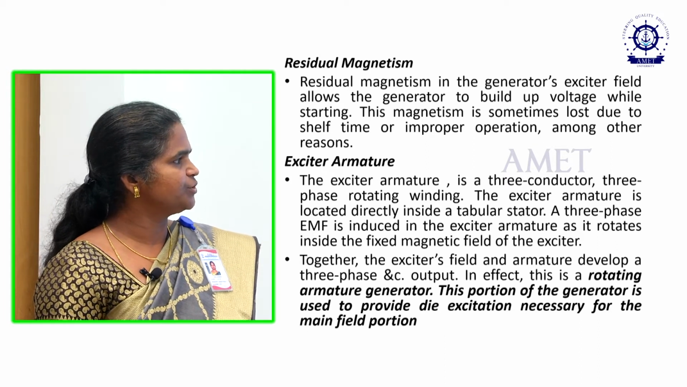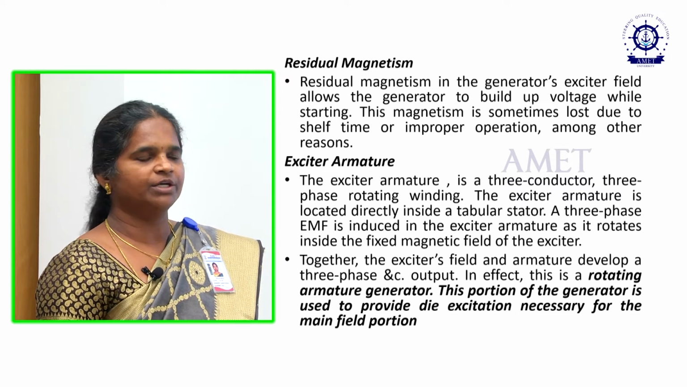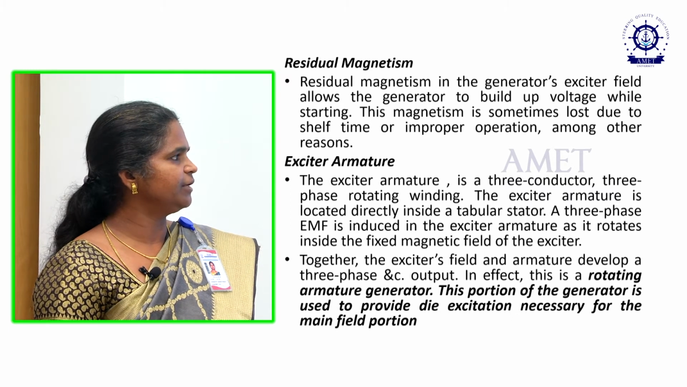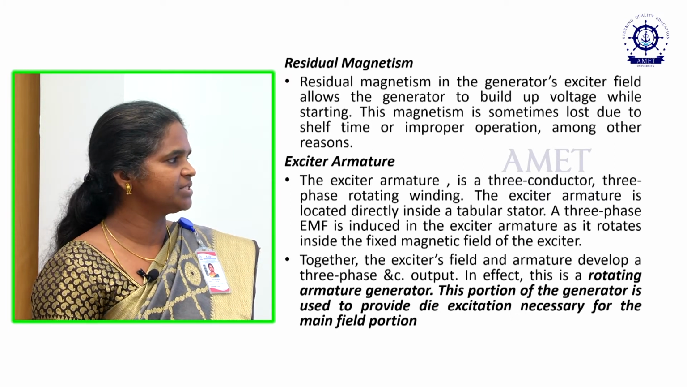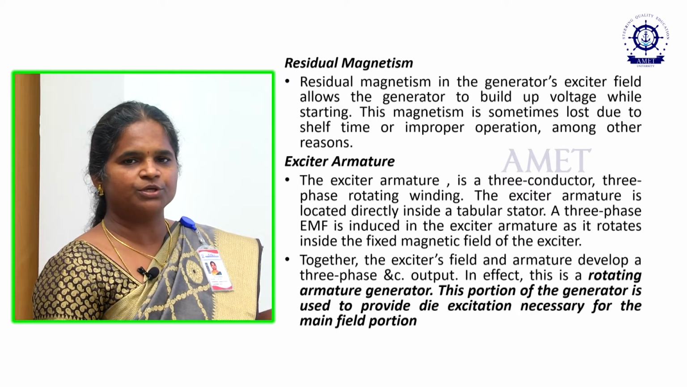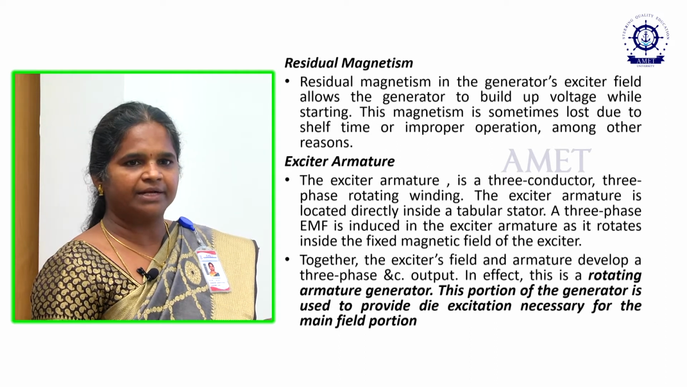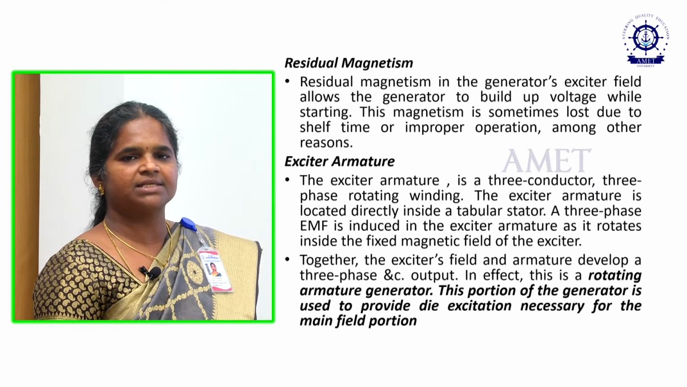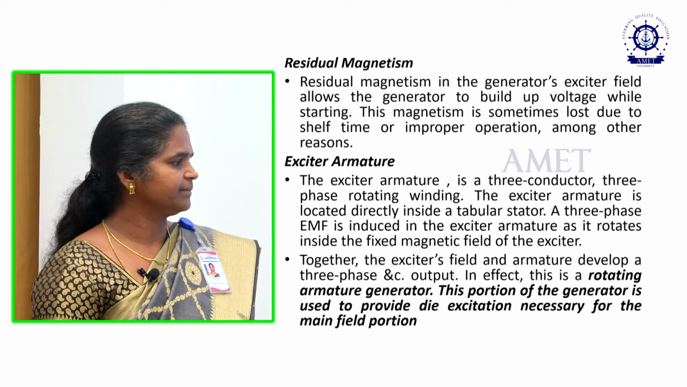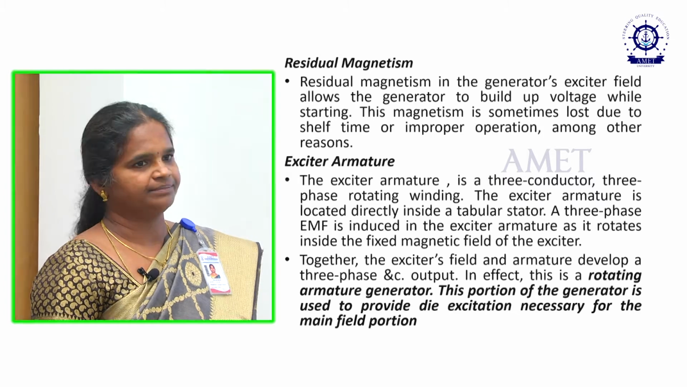The exciter armature, as we discussed, is part of the mini alternator. It has 3 conductors, a 3-phase rotating winding. The exciter armature is located directly inside a tubular stator. A 3-phase EMF is induced in the armature winding. Then it is given to the rectifier. With the help of the rectifier, this AC is converted to DC, then it is given to the field of the main alternator. This portion is mainly used for giving supply to the field winding.